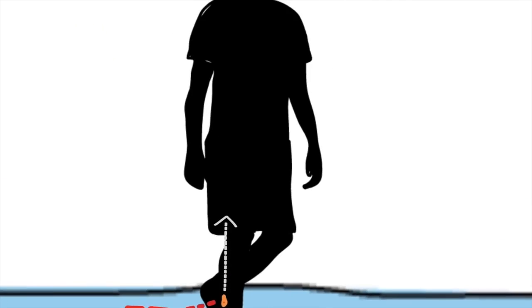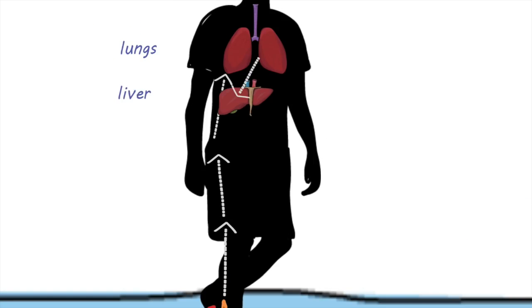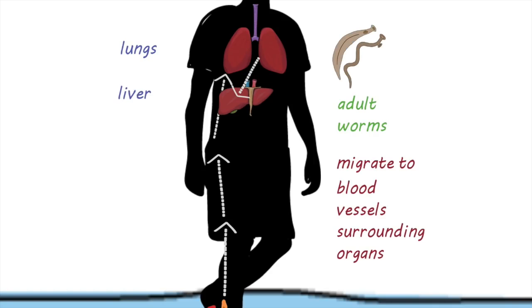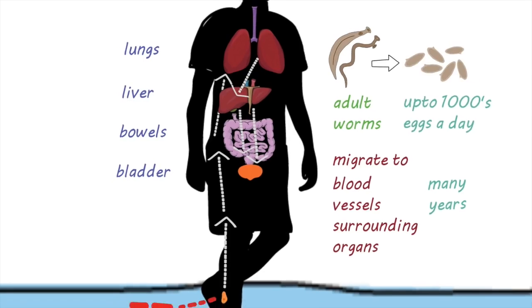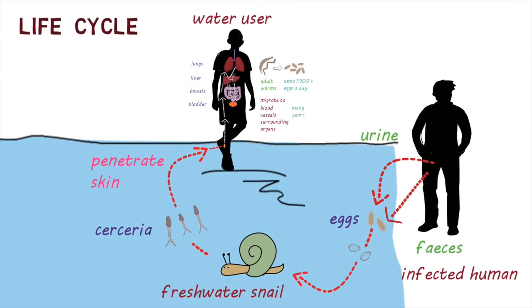Once in the body, they find their way through the lungs and into the liver, where they grow into adult worms. They then migrate into blood vessels surrounding specific organs, where they can live for many years. Some species of schistosoma like to live around the bowel, whereas other species prefer living around the bladder. These adults can lay thousands of eggs a day. Some of the eggs find their way back into the water through urine or feces and start the life cycle again, but some eggs get trapped in the organs.